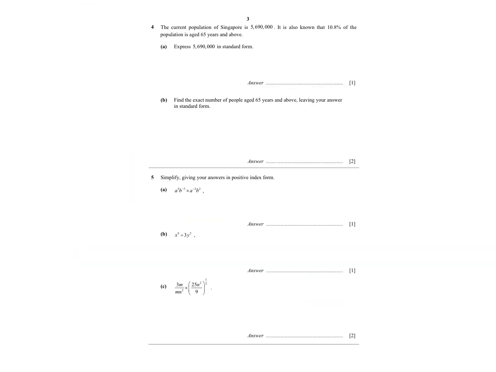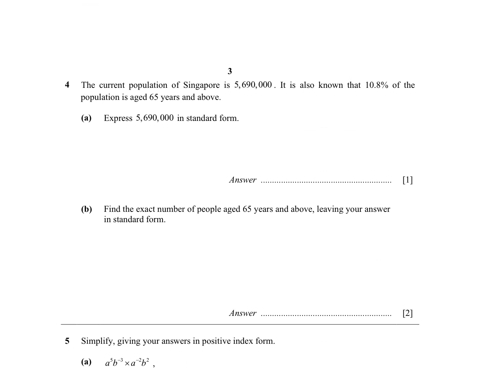Okay, next one. This one. Standard form means the number I express must be between 1 and 10. So I jump 1, 2, 3, 4, 5, 6. So 5.69 times 10 to the power of 6 is the standard form answer. You cannot give me 56. It's more than 10. It must always be between 1 and strictly less than 10.